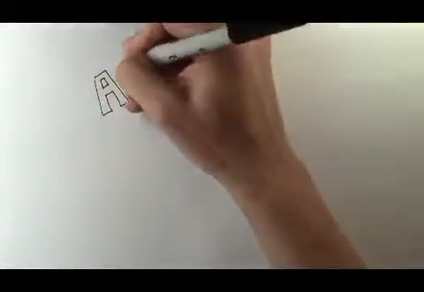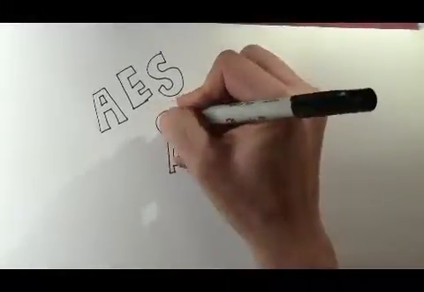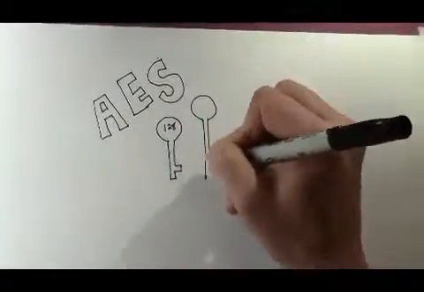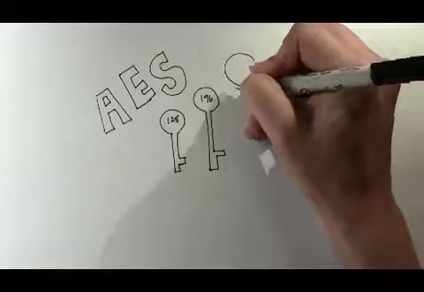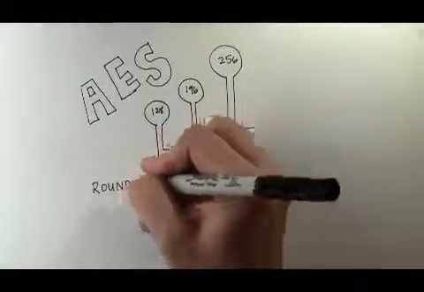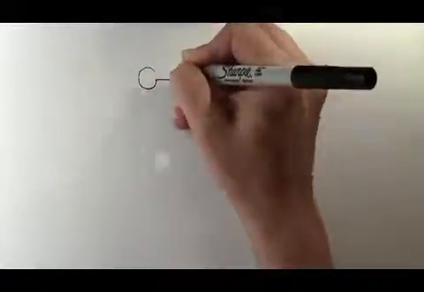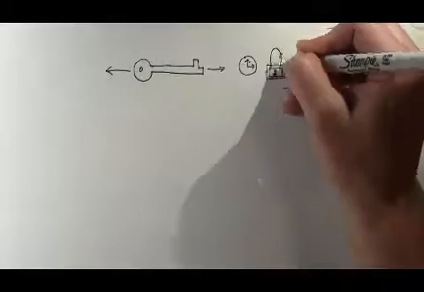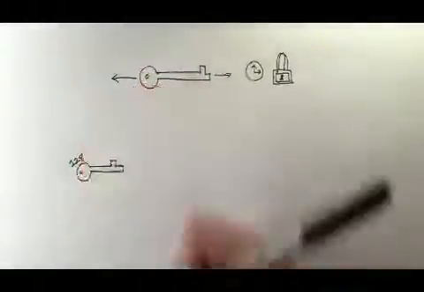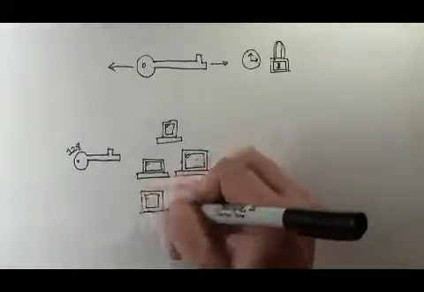AES has three key sizes. The size of the key dictates how many times the block matrix is shifted. A 128-bit key executes 10 rounds of encryption, a 192-bit key, 12 rounds, and a 256-bit key would do 14 rounds of execution. The larger the key size, the longer it takes to encrypt and decrypt the data, but it is more secure with the increase in key size. All key sizes are considered secure.